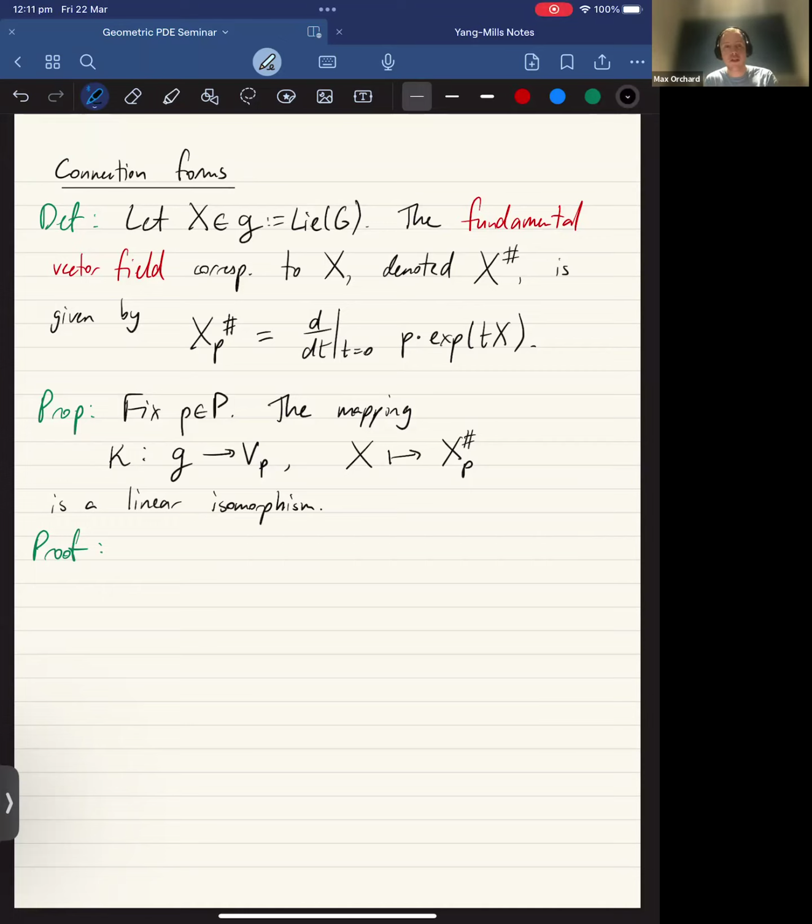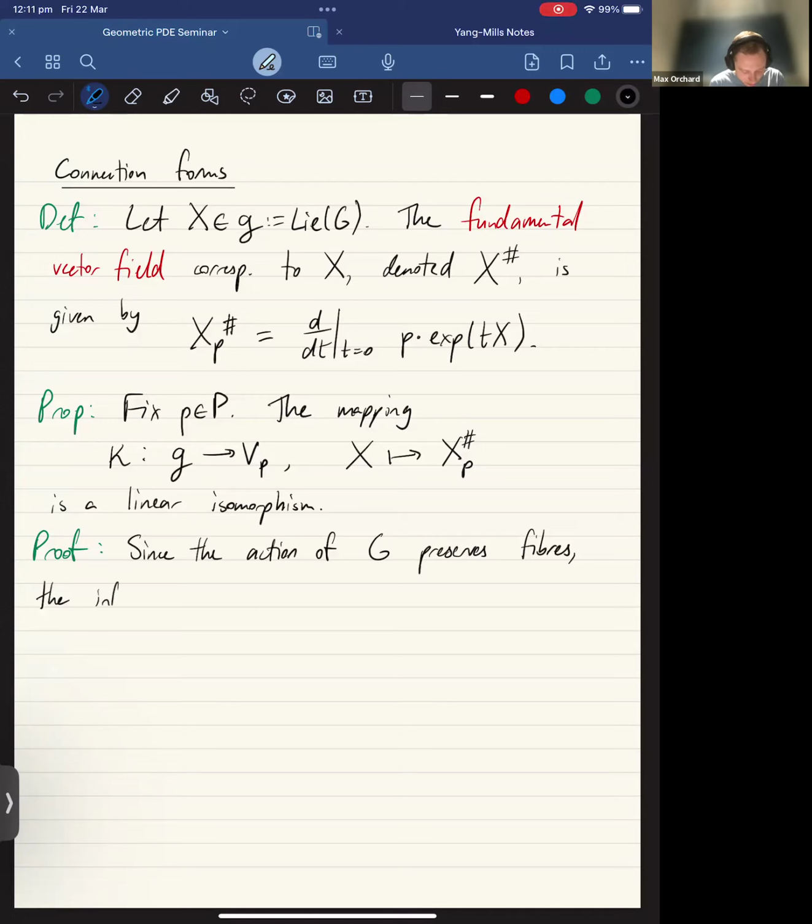Okay, well, the first thing to observe is that since the action of G preserves fibers, the infinitesimal generators of the action should be tangent to the fibers because we're preserving the fibers under the action. And the exact statement that you're tangent to the fibers is that you live in the vertical subspace at a given point. So it is true that the fundamental vector field at each point lies in the vertical subspace.